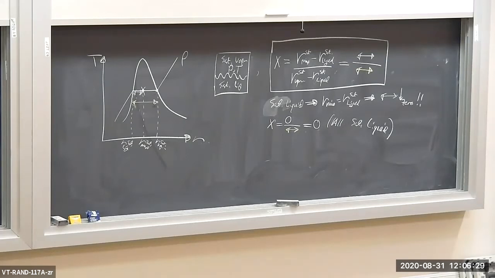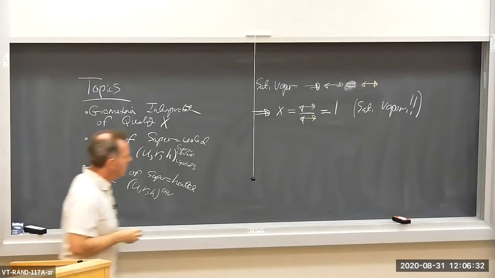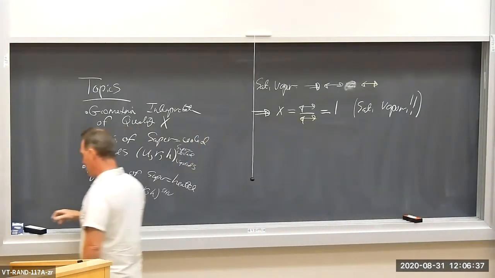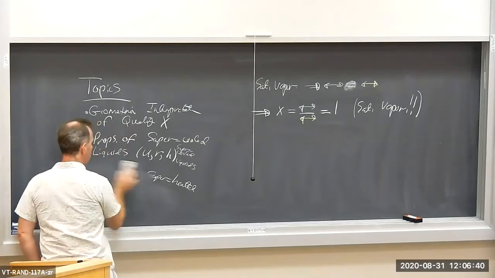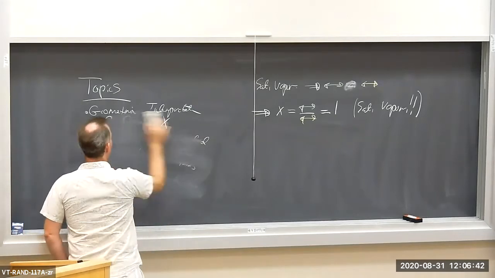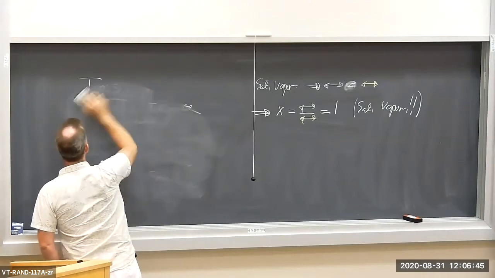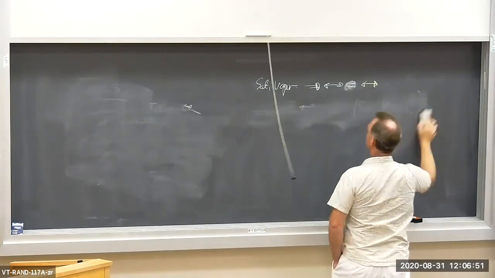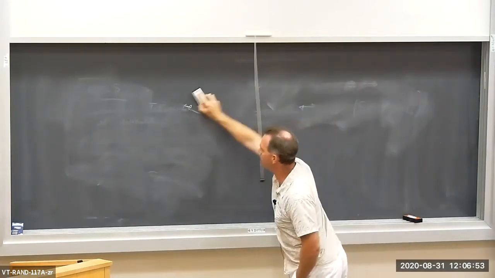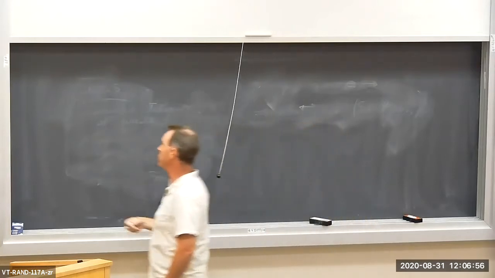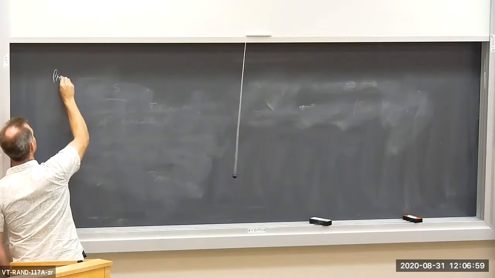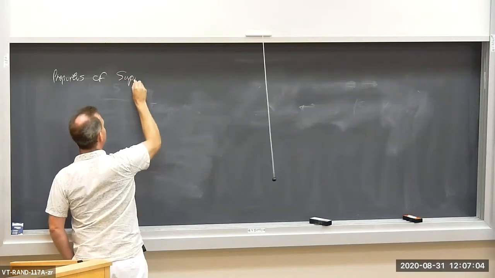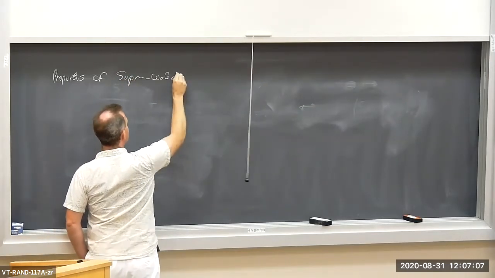Okay, let's move on to properties of supercooled liquids. We now know how to get properties in the saturated mixture region, in other words, inside the dome. How do we get properties to the left and to the right of the dome? All right, so properties of supercooled liquid.